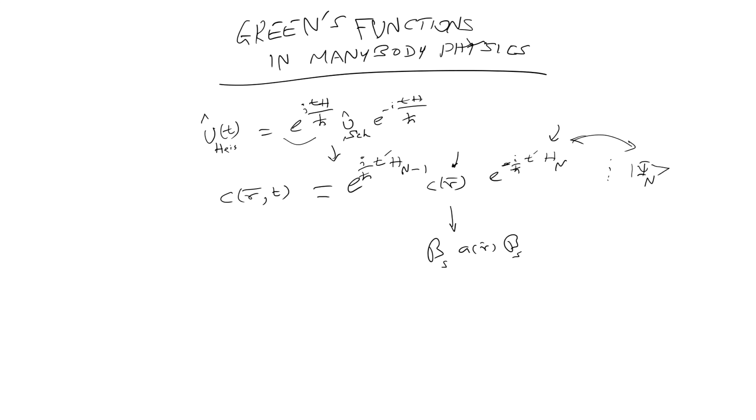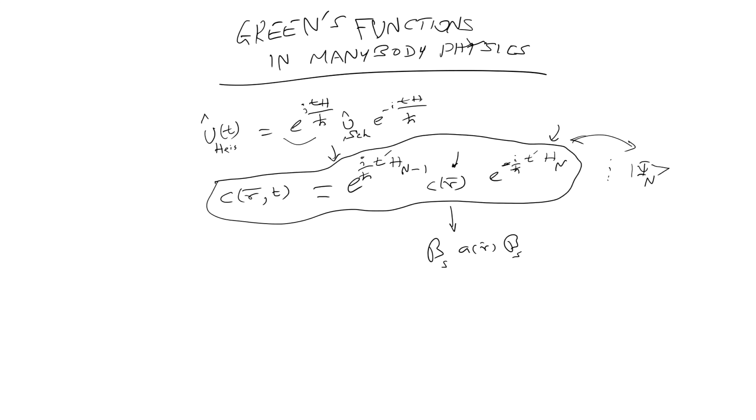So, this is the correct meaning of the Heisenberg time evolution of an annihilation operator. The Hamiltonians here are different. This has n particles, this has one less particle. Okay, so there is no t dash, this is just t.